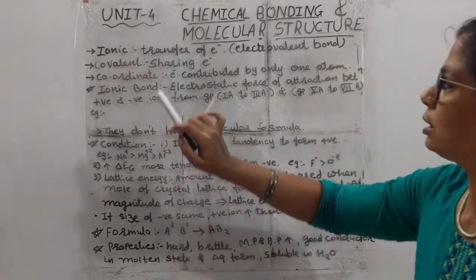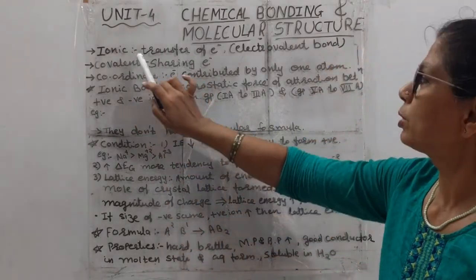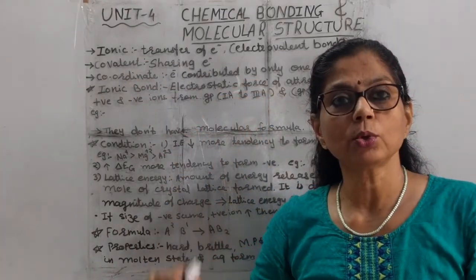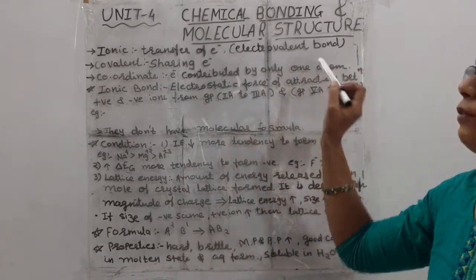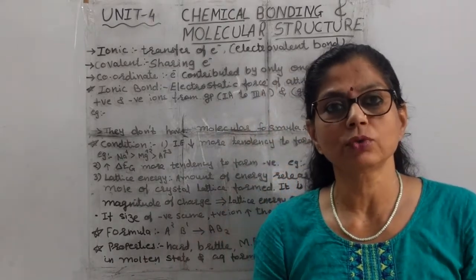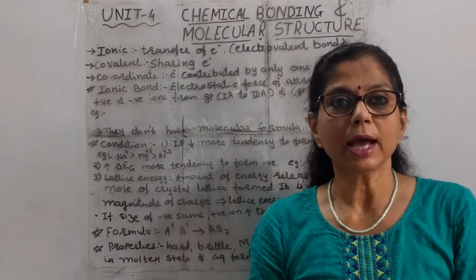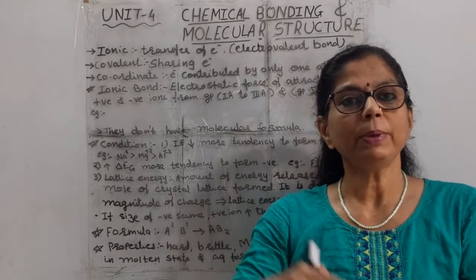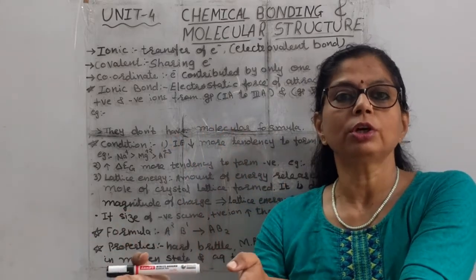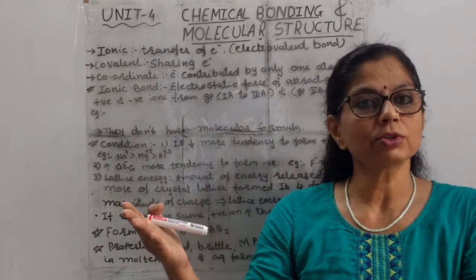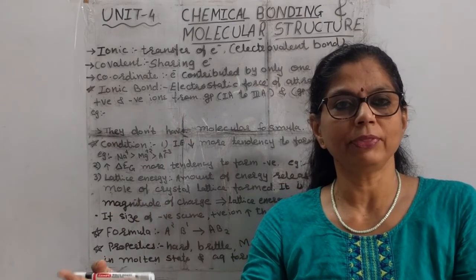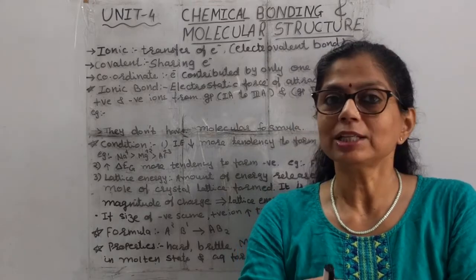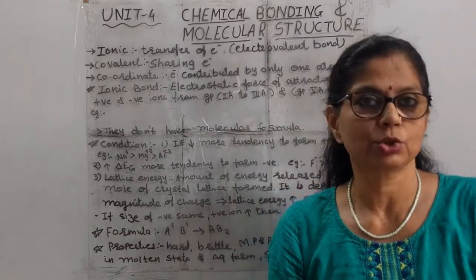So students, just look at the simple definitions. Ionic bond means transfer of electrons. Ionic bond is also known as the electrovalent bond. Why is it known as the electrovalent bond? Because in the ionic bond, one electron from sodium is given to chlorine. So one is a positive ion and one is a negative ion. They are combined with electrostatic force. That's why this bond is also known as the electrovalent bond.